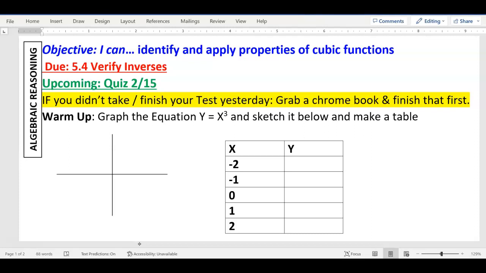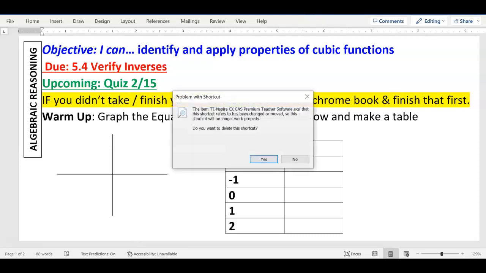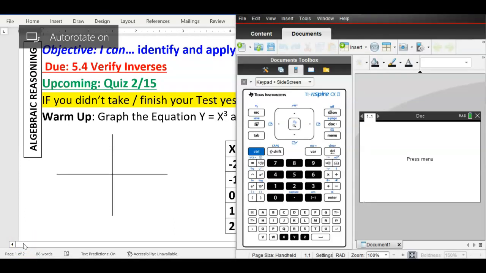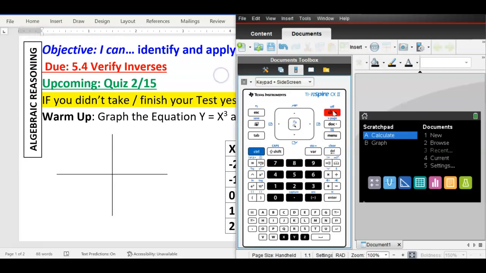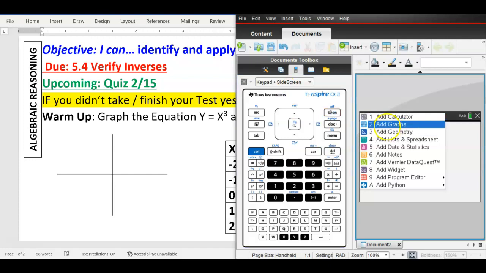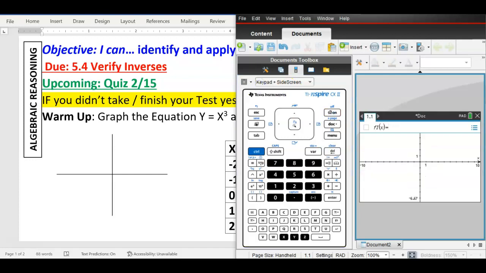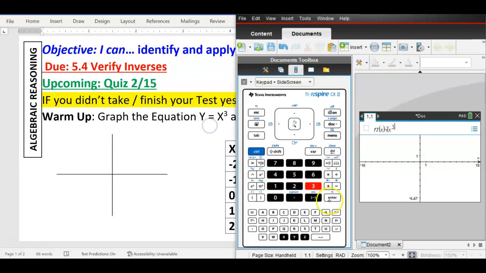Now we're starting a section, Unit 6, on cubic functions. Are you able to, in your yellow calculator, graph y equals x cubed? When I open my calculator, whoa, hold on. So you go to your calculator and you do new document, don't save, number 2, add a graph, and you're gonna do x caret 3.